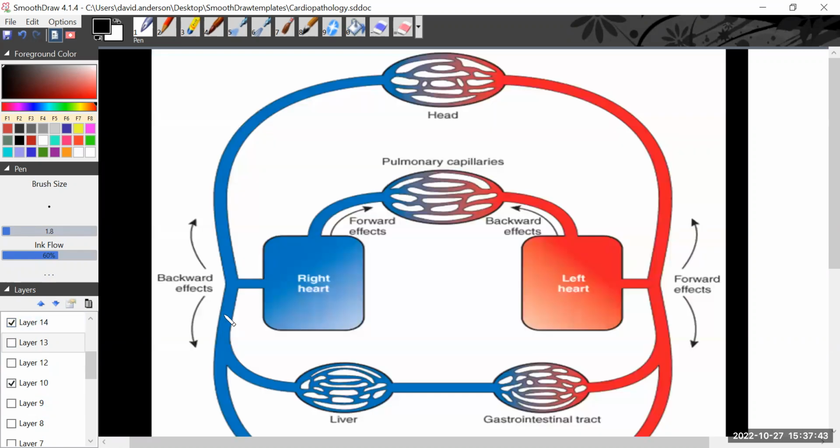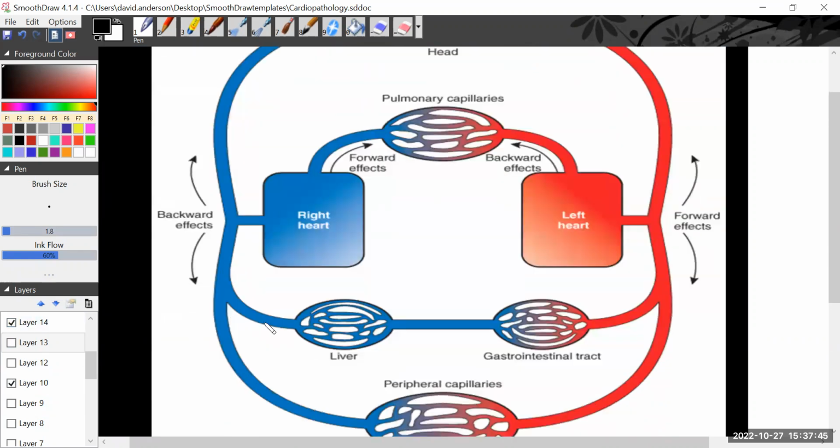So when we look at heart failure and we look at what's going to happen both forward and backward, it sometimes gets a little bit confusing. So, for example, we've got a diagram right here. When we look at this diagram here, we've divided the heart into the right pump, which is going to deliver to the pulmonary circulation, and the left pump, systemic.